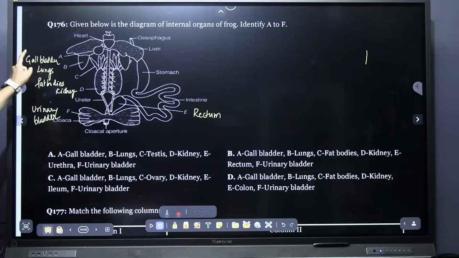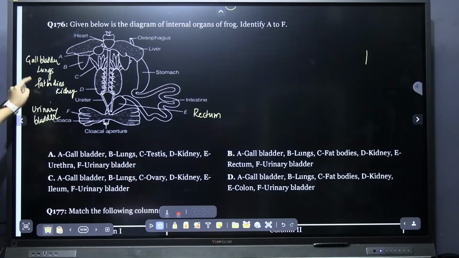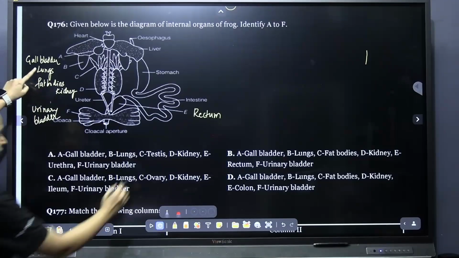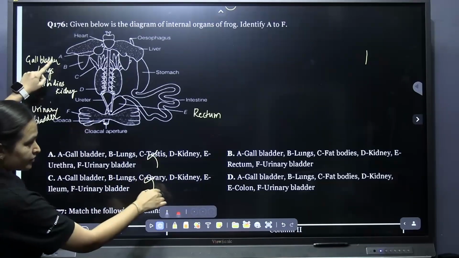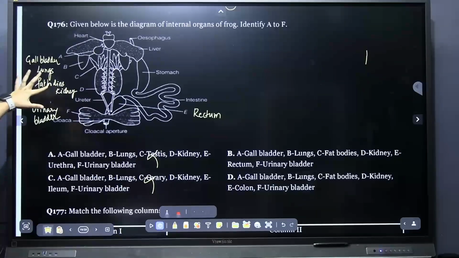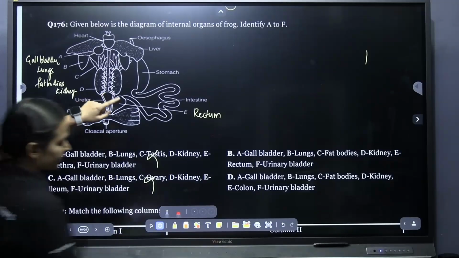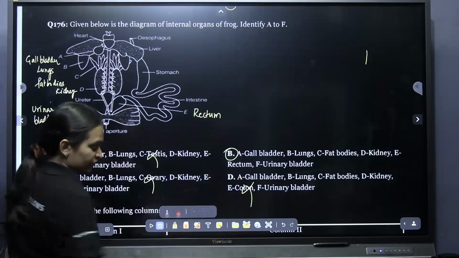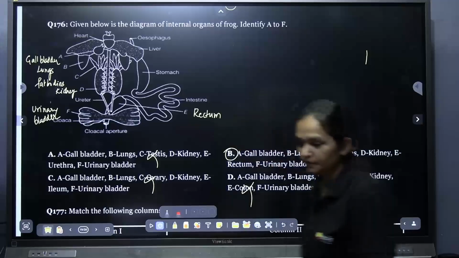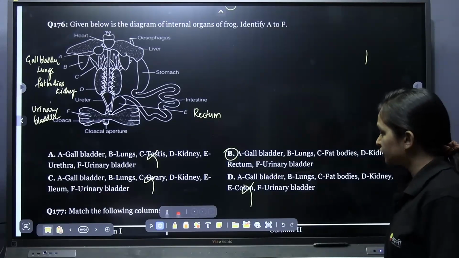A is gallbladder, B is lungs. Okay, C is the fat bodies. Okay. D is kidney. E is rectum. Okay, here it is given colon. So, B is the correct answer. B for Bombay. Is also a good question.